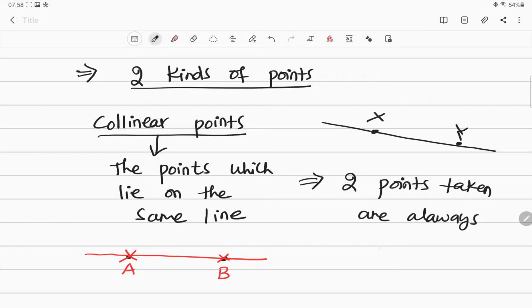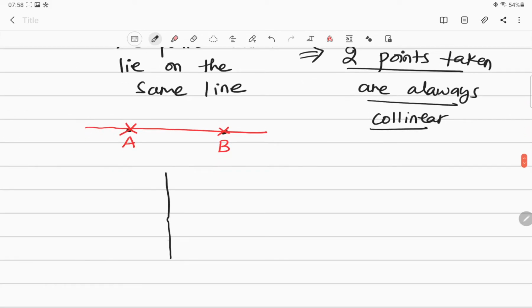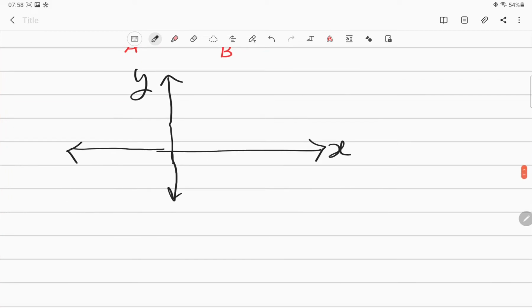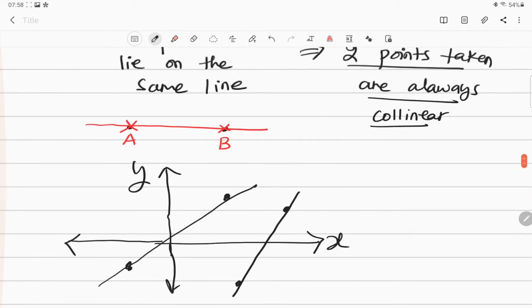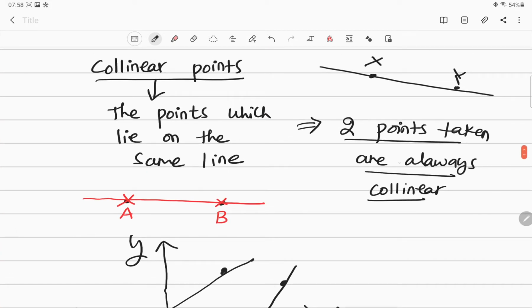Are you understanding what I'm trying to say? Whenever you take any two points in a Cartesian system, with the x-axis and y-axis, and you can also have all four axes, if you take any two points, they are going to lie on the same line. That's why two points are always collinear.